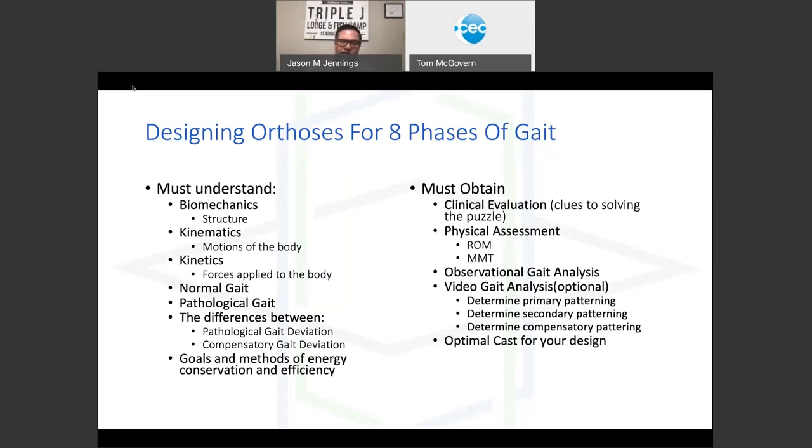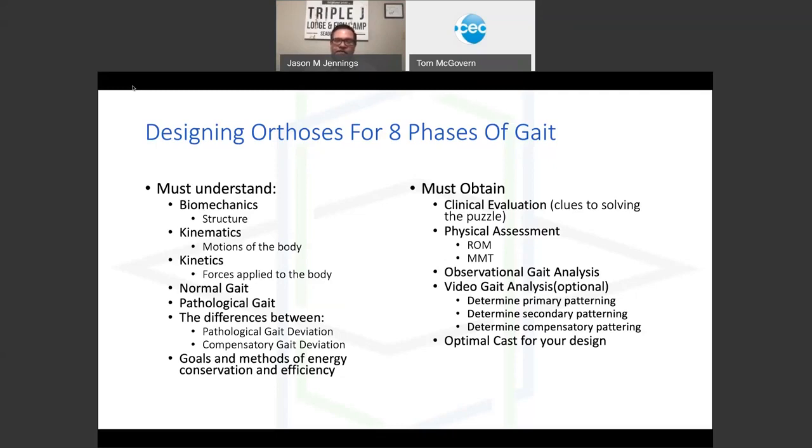What is normal gait? What is pathological gait, and what are the differences between pathological gait deviation and compensatory gait deviation? And it can be tricky. I've actually designed a brace to control a compensatory gait pattern. And what did I do? I made my patient worse because I actually braced them into the position that they were trying to get out of. And then I think we need to understand the goals and methods of energy conservation and efficiency.